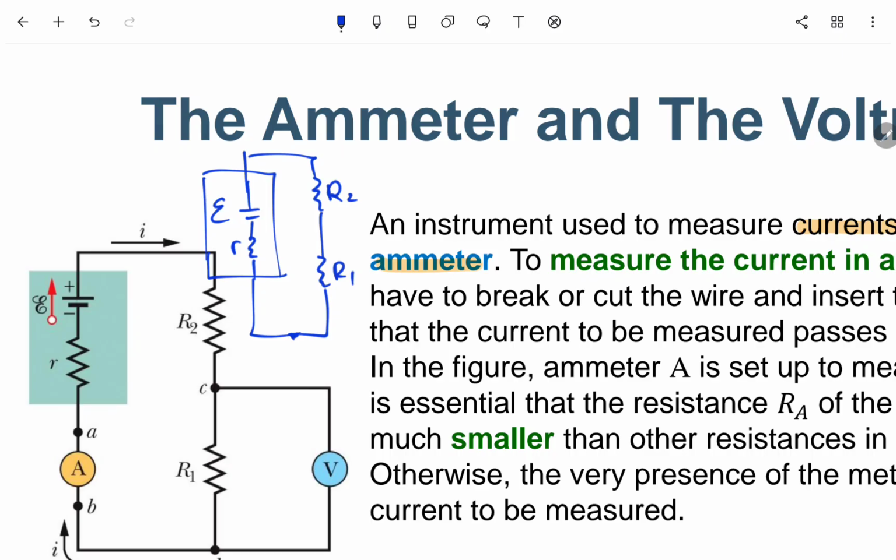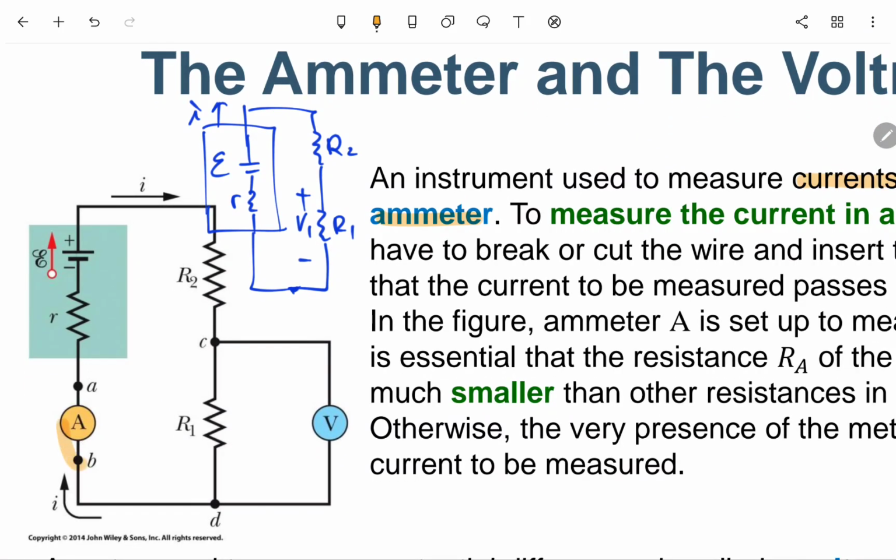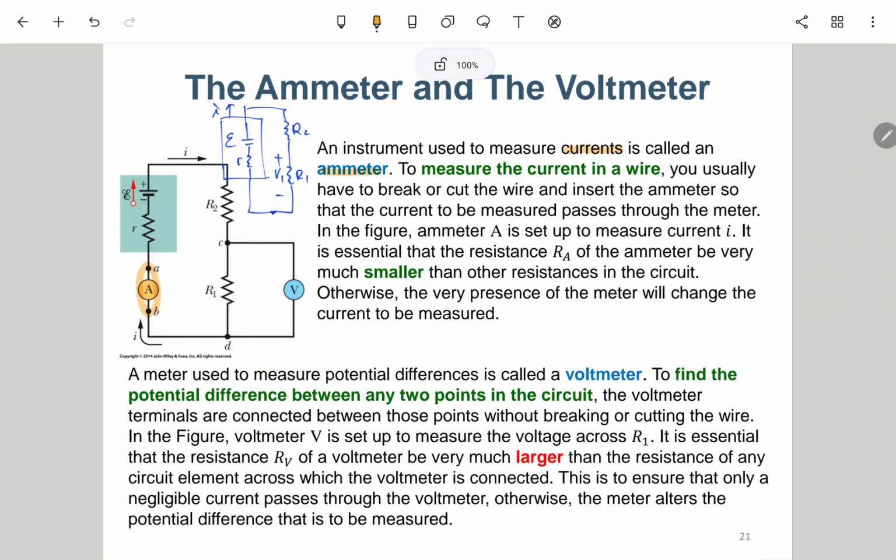Here we would like to measure the voltage, let's say V1, and also the current going through this single loop. Or maybe I was wrong. We would like to measure the current and the voltage across R1. So in that case, we would like to have this ammeter in series with the loop we would like to measure.